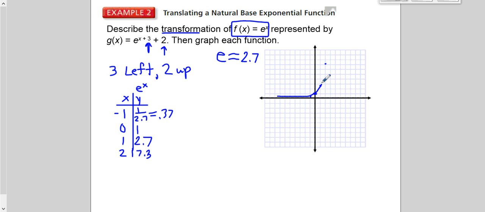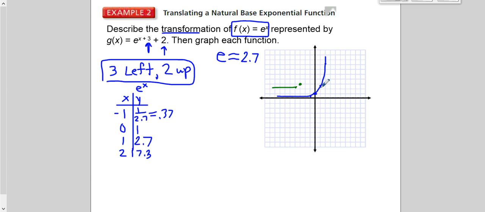So I'm going to graph the second function a little differently. Let's just go 3 left and 2 up from the dots we just made. So let's start with this one, the easiest one, 0, 1. 3 left and 2 up. That's there. And then let's do this one, 3 left, 2 up. Okay, it's a little above that line, so go up to above this line. Okay, that's going to be our new asymptote.